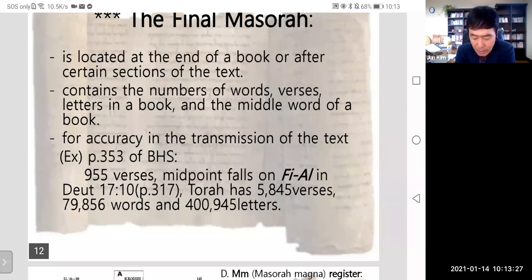And the Torah has 5,845 verses, 79,856 words, and 400,945 letters. It's amazing. If you feel bored, go ahead and count the words to see how accurately it was counted. And please let me know if you have a different opinion. I'm going to write another paper based on your research.